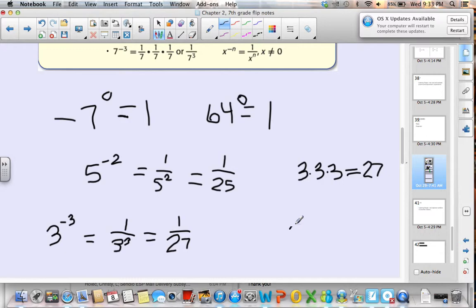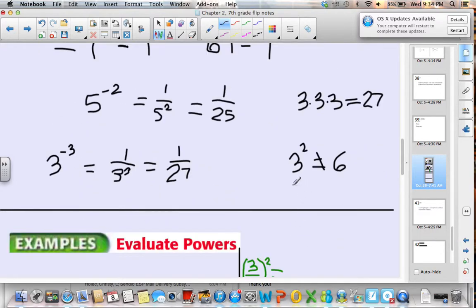Okay, so this is our biggest mistake. If you're looking at 3 squared, it is not 6. It is not 3 times 2. 3 squared is 3 times 3, because any number to the power is this number multiplied over and over. So it's actually 9.